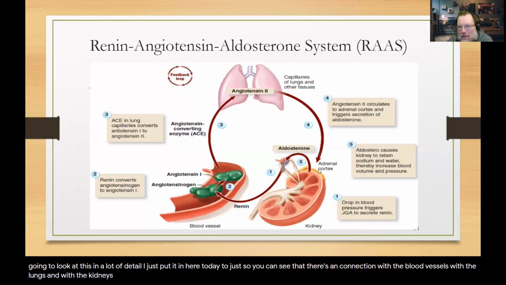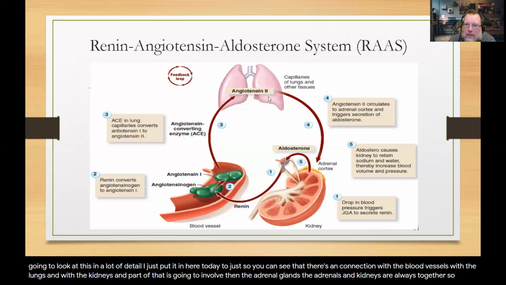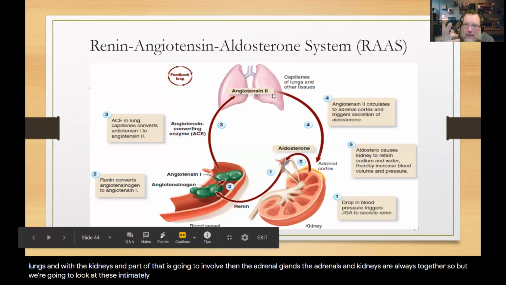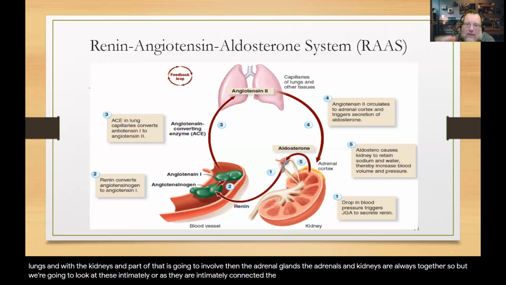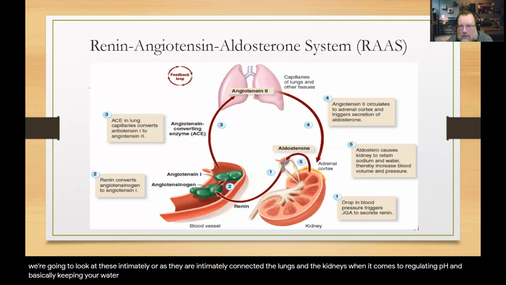And part of that is going to involve the adrenal glands. The adrenals and kidneys are always together. But we're going to look at these intimately, as they are intimately connected, the lungs and the kidneys, when it comes to regulating pH and basically keeping your water, sodium, potassium levels where they need to be.